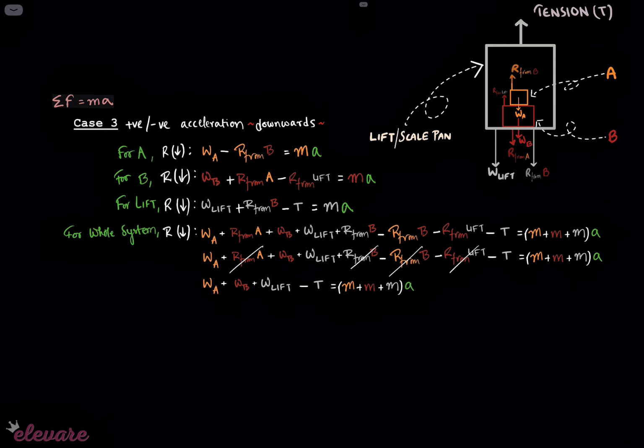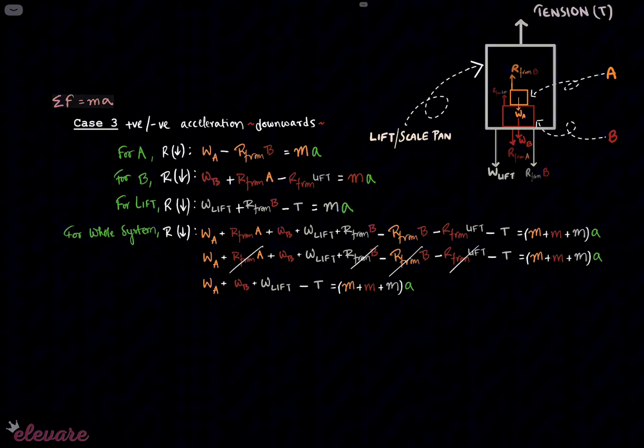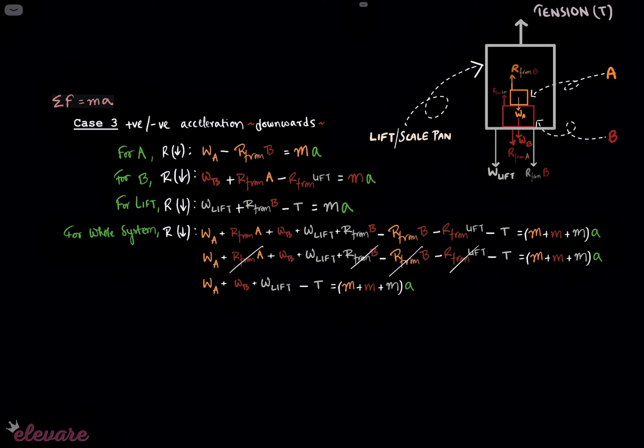Again, all the reaction forces are just canceled out all the time because they're internal forces, as I've already mentioned before. And of course, again, we add all the masses up and multiply that with acceleration, and we're left with the final formula here: WA plus WB plus W lift minus tension is equal to the 3 masses multiplied by the acceleration. I hope all that was really clear.